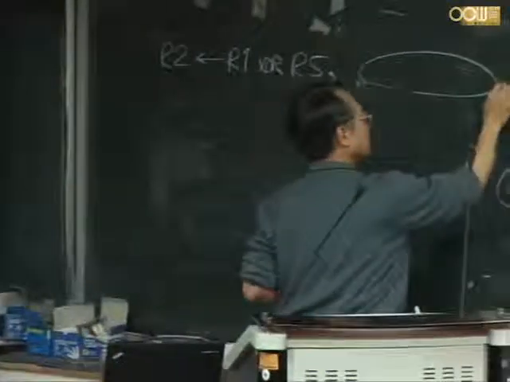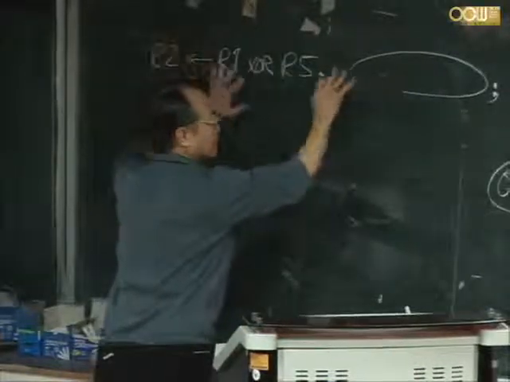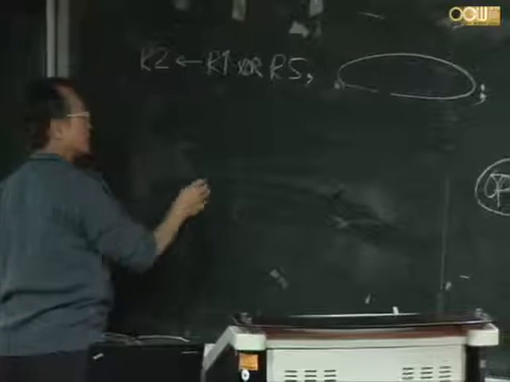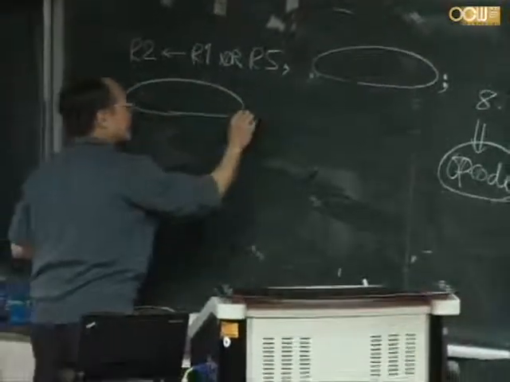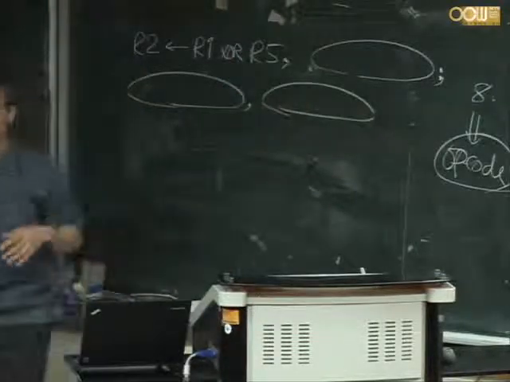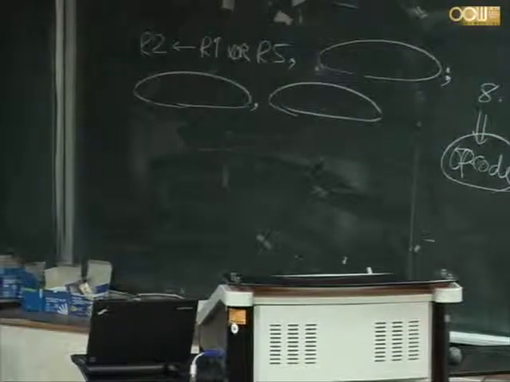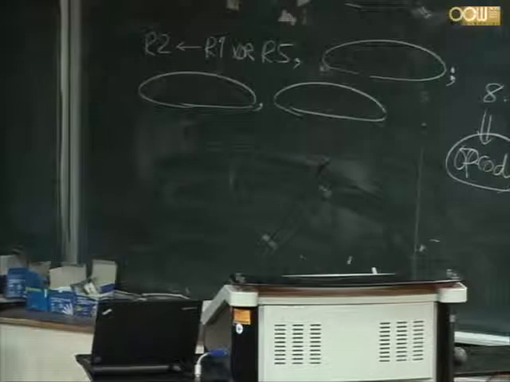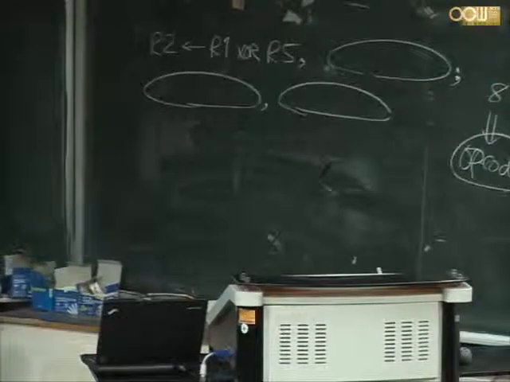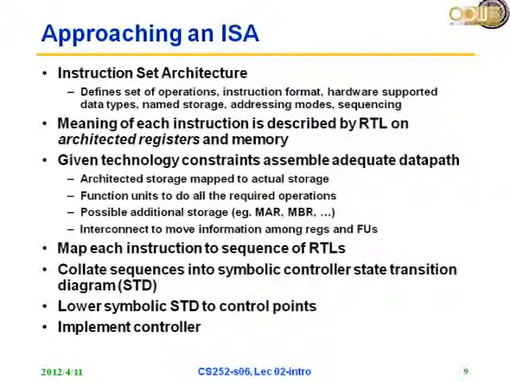And a semicolon means these activities will occur first, and in the next clock cycle, these activities will follow. Okay, semicolon means next cycle. Okay, that's the RTL. Does it say the whole CPU structure? Does it say it all? Yes, RTL can say it all.